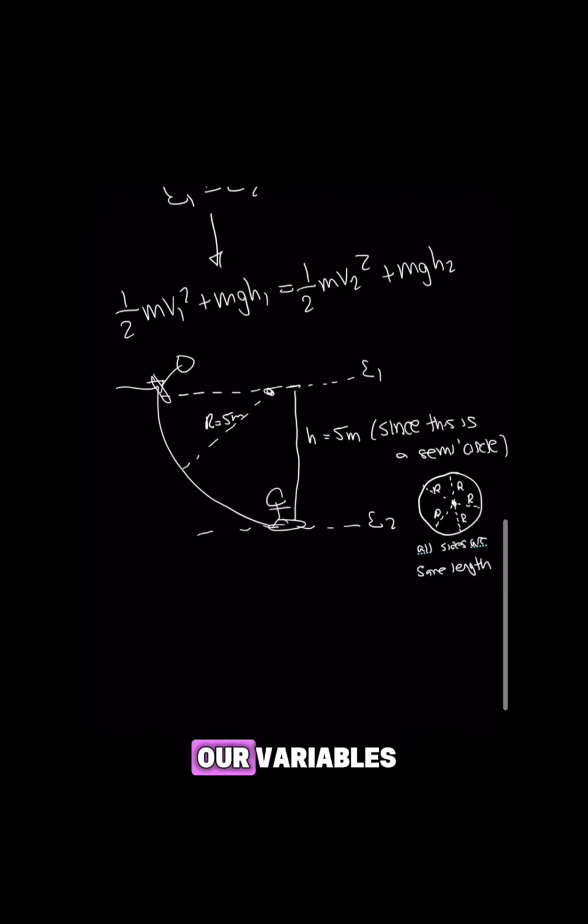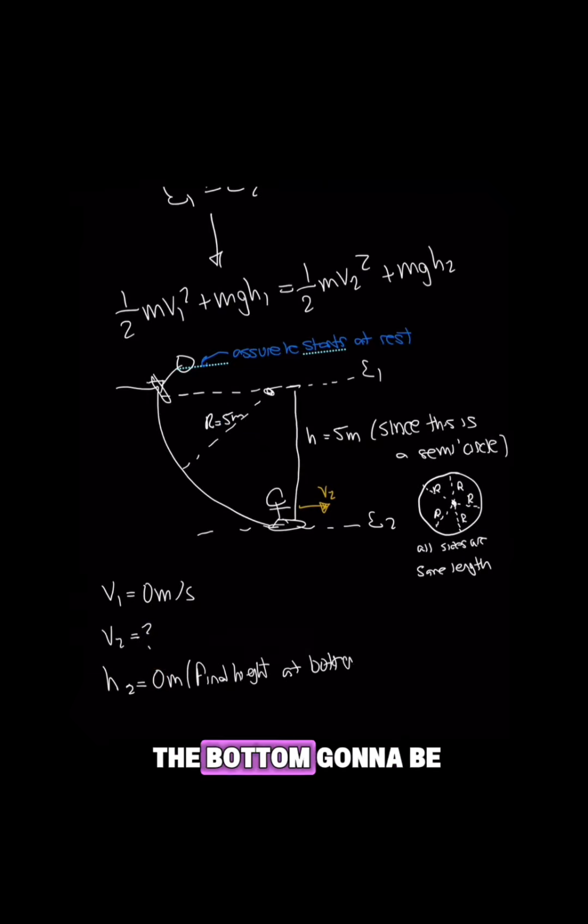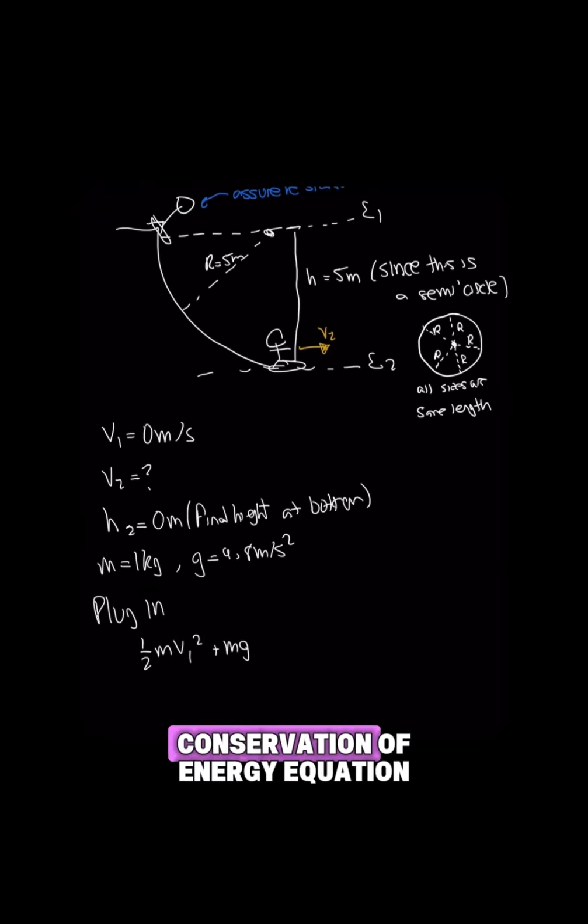Now we can identify our variables. So V1 is going to be equal to 0 meters per second. We're going to assume he starts at rest. V2 is what we're solving for. It's going to be the velocity at the bottom. H2 is his final height. Since he's at the bottom, it's going to be 0 meters. Then mass is equal to 1 kilograms and gravity is equal to 9.8 meters per second squared. So this is our conservation of energy equation.